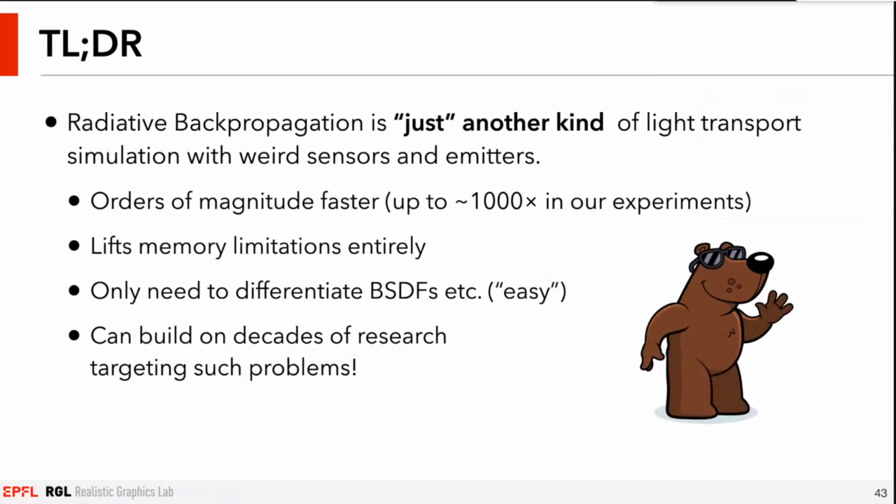Okay, and so here's a summary of the main ideas. This concept of propagating derivatives through a rendering algorithm turns out much easier than many of us thought initially. It's just like another kind of light transport simulation, except that the sensors and the emitters are weird. So they are not the original sensors and emitters that you started with. And that allows you to convert everything into a normal rendering process. We can build on really decades of research that allow us to solve these kinds of problems.